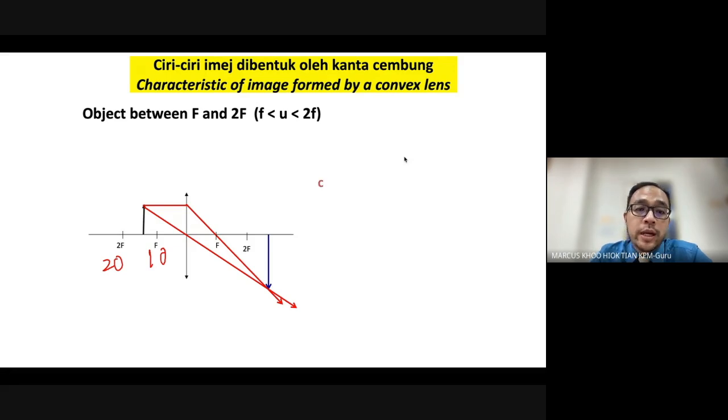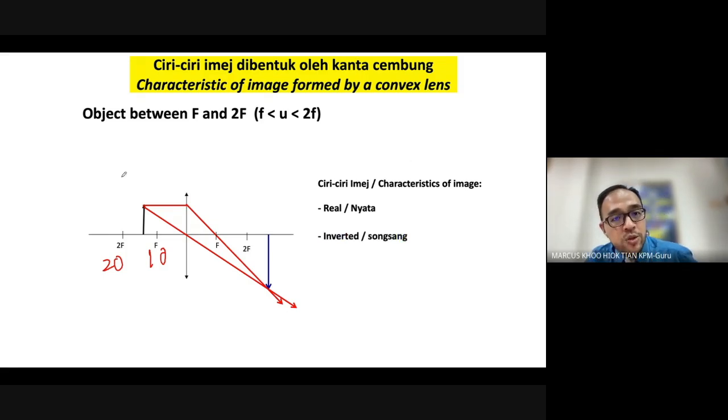Okay, and so we come back to the characteristics of the image. Same thing. It's formed on the other side of the lens where there is a screen. So we call this a real image. Okay. Secondly, it is still terbalik. So we call this inverted.